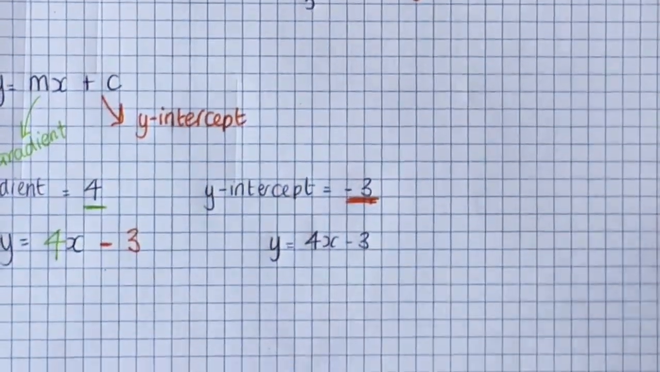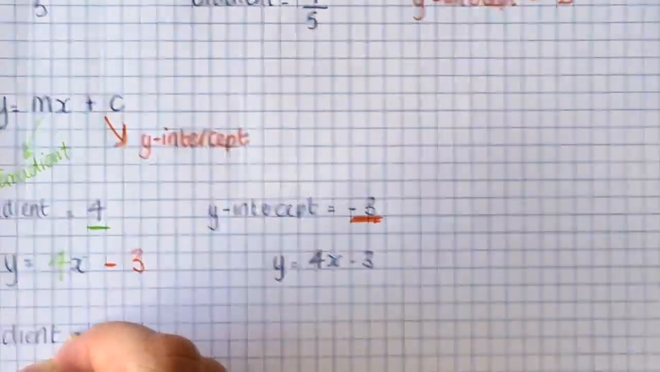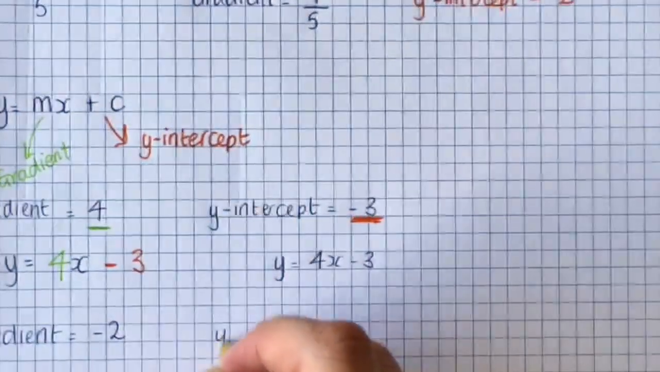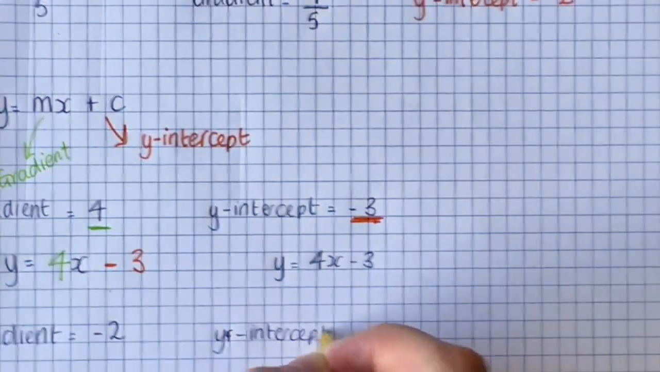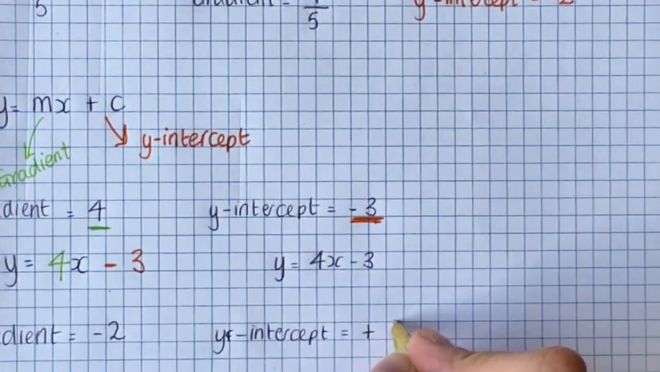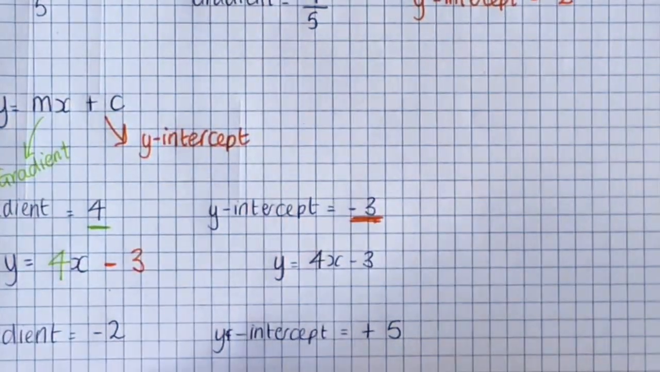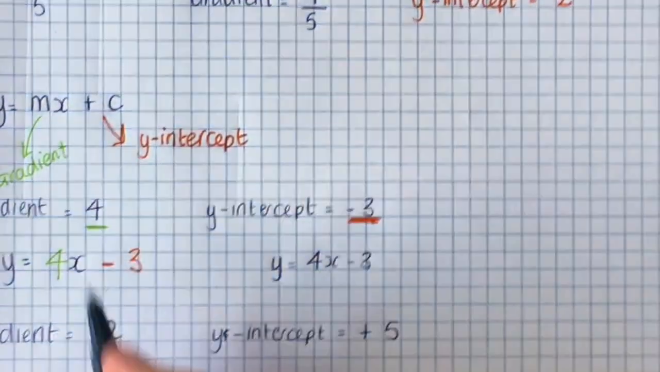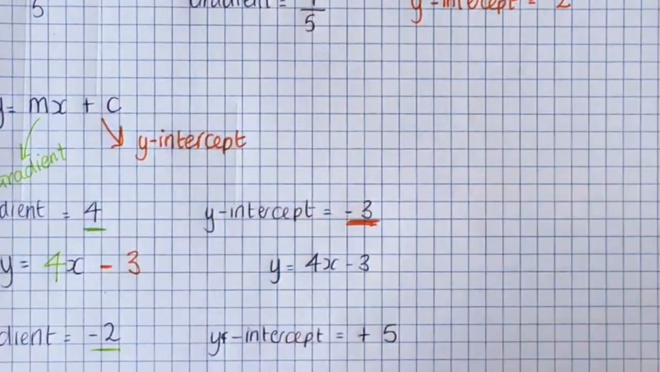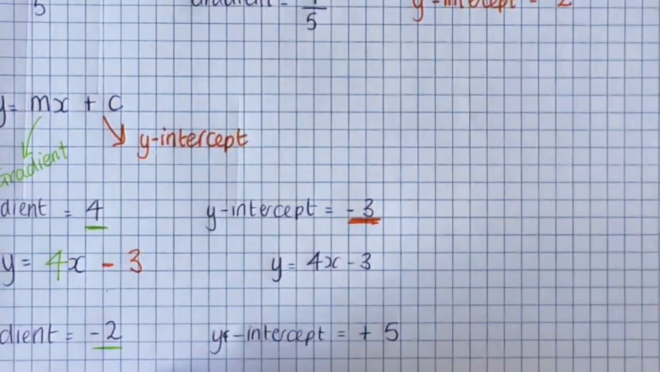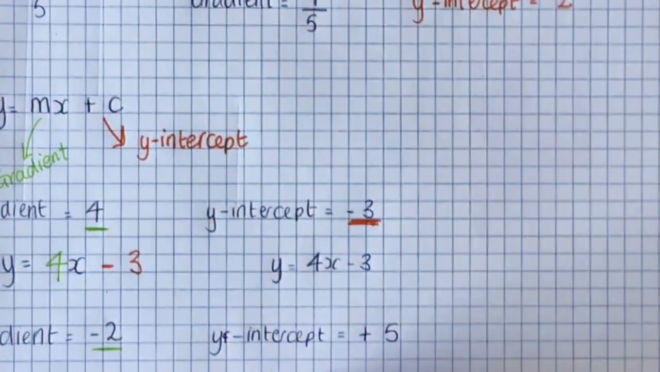I'll do one more with you. This time the gradient is going to be negative 2 and the y-intercept is going to be plus 5. So I've got y equals something x. My gradient is going to be green, so I've got negative 2. And then I put my y-intercept on the end, which is plus 5. So just put it all in one colour. Y equals negative 2x plus 5.